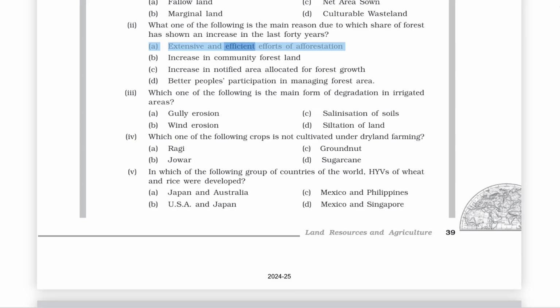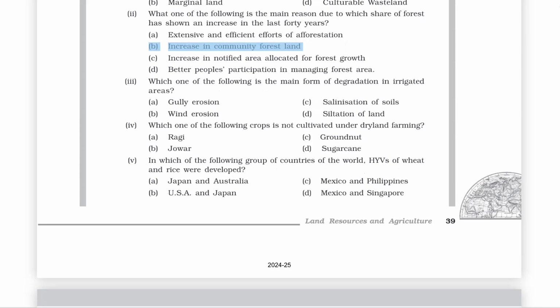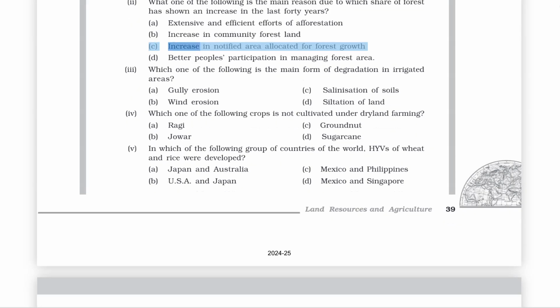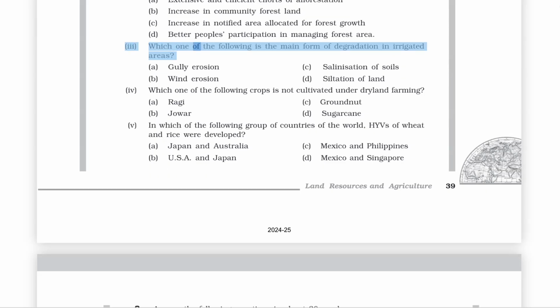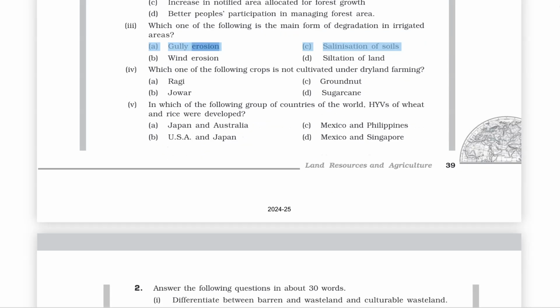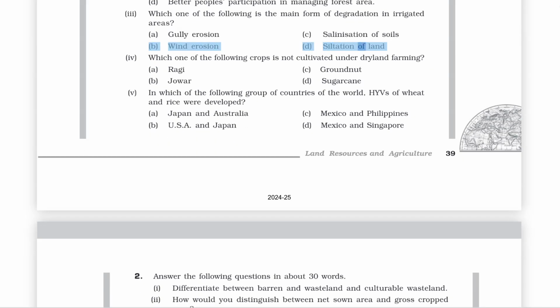A. Extensive and efficient efforts of afforestation. B. Increase in community forest land. C. Increase in notified area allocated for forest. D. Better people's participation in managing forest area. 3. Which one of the following is the main form of degradation in irrigated areas? A. Gully erosion. C. Salinization of soils. B. Wind erosion. D. Siltation of land.